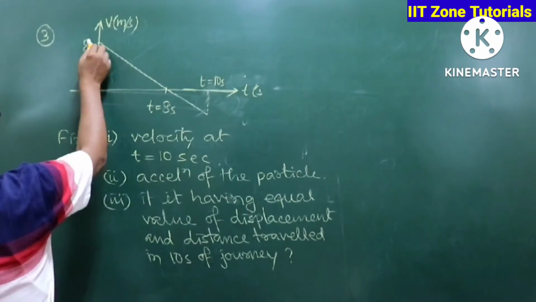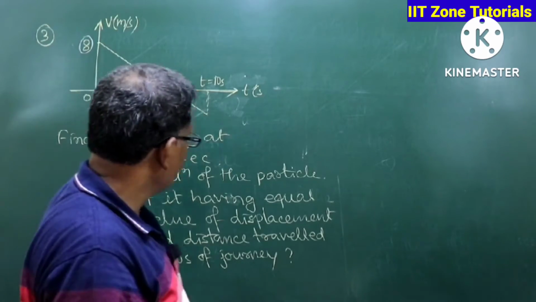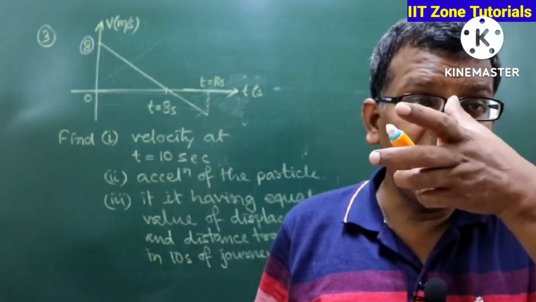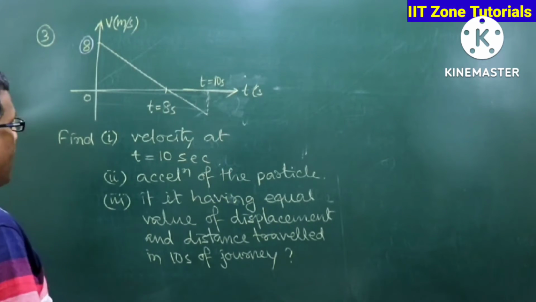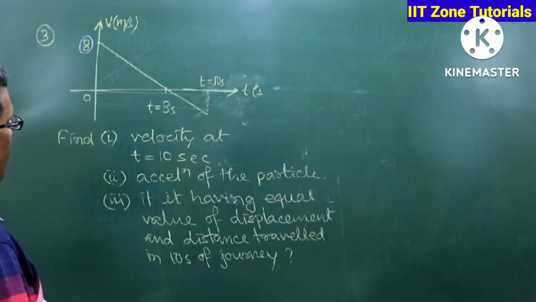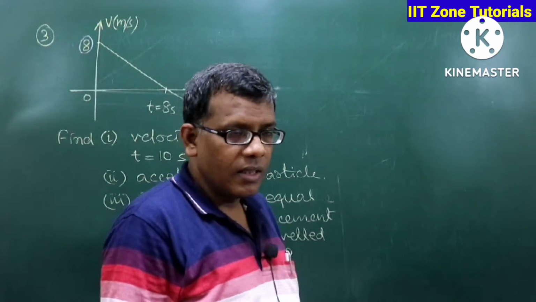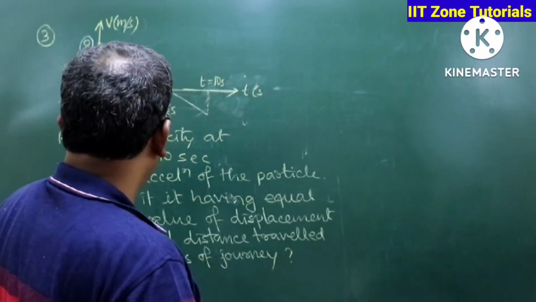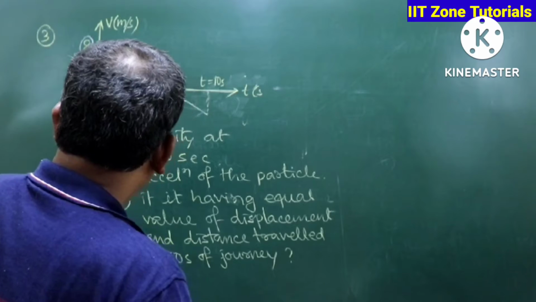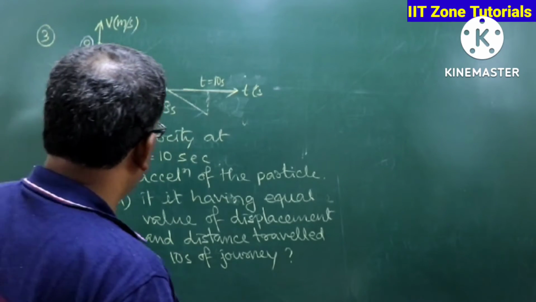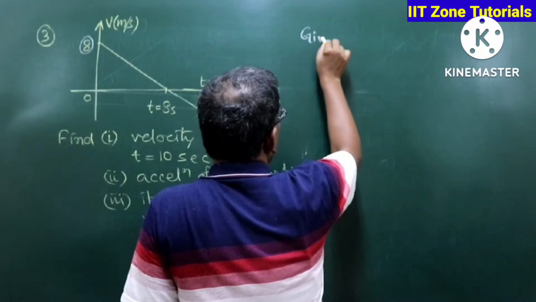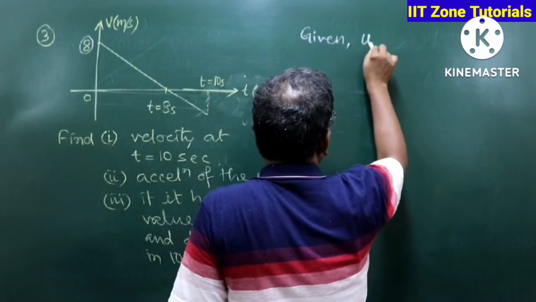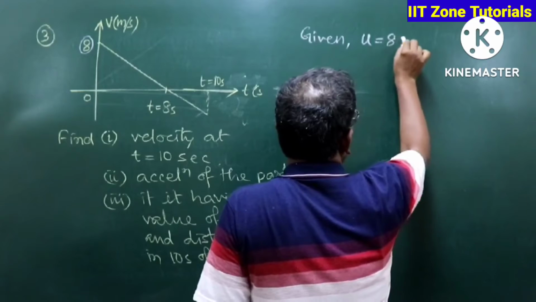Initial velocity, yes, I have marked it as 8. That means the initial velocity will be where the line cuts the y-axis. The point where the line cuts the y-axis, that is the velocity axis, will be the initial velocity. So here in this case, the given information suggests u is equal to 8 meter per second.